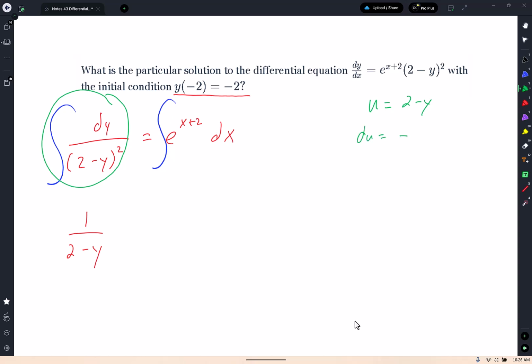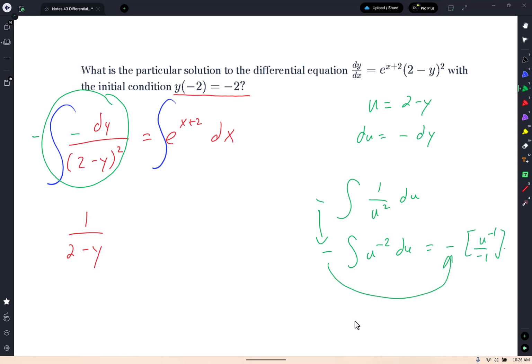du equals negative dy. Yeah, the derivative of y with respect to y is 1, right? So if I rewrite it, integral 1 over, I'm doing it with respect to u, so I need a negative on the outside, u to the 2, du. Do you guys see what I did? And then that negative is that negative, u to the negative 2 du. Negative, that negative is that negative, u to the negative 1 divided by negative 1 plus c. So negative times a negative is a positive.